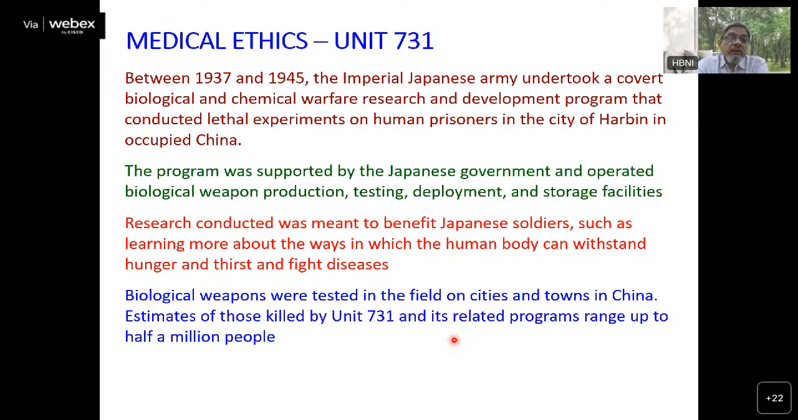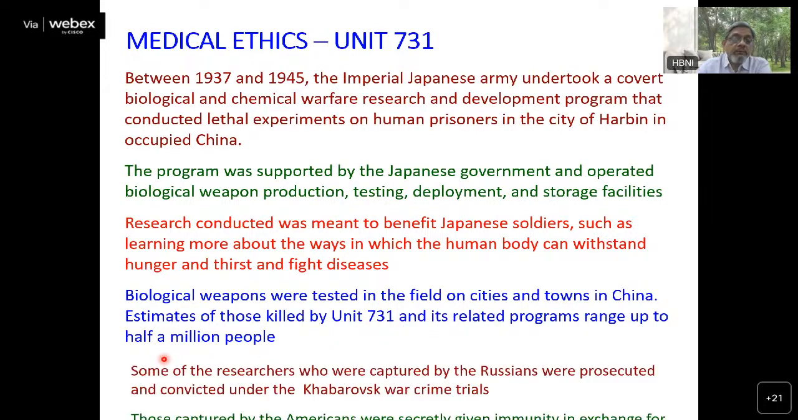And this research was conducted because they wanted to save their own soldiers by learning about how these chemical weapons or biological weapons would affect the human body, and how it would help soldiers to prevent getting affected by the biological weapons. So they were actually tested in the field on cities and towns in China, and the estimates are really not known, but they expect that the Unit 731 estimate of people killed is almost about 500,000 people.